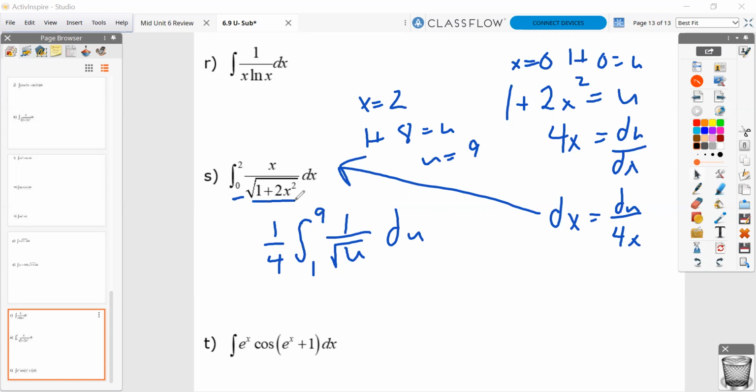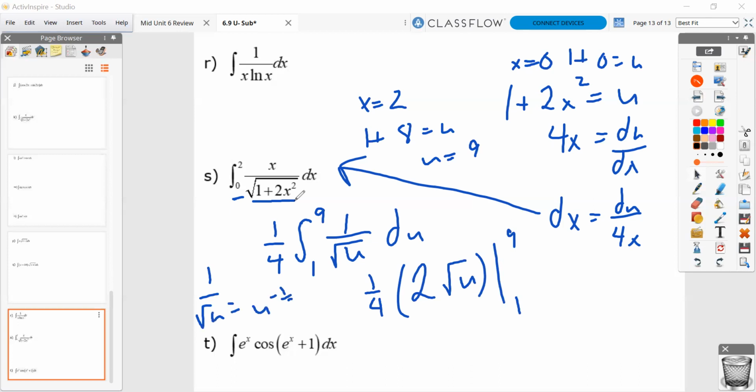Now, again, we're just going to take the antiderivative of 1 over the square root of u, which would really just be 2 square roots of u. And again, of course, there's 1/4 still out there, and the bounds 1 to 9. If you're not sure about that, remember that 1 over the square root of u is equal to u to the negative 1/2. And we're just undoing the power rule, right? So we'd add 1 and then multiply by the reciprocal. I'll make that a 1/2.